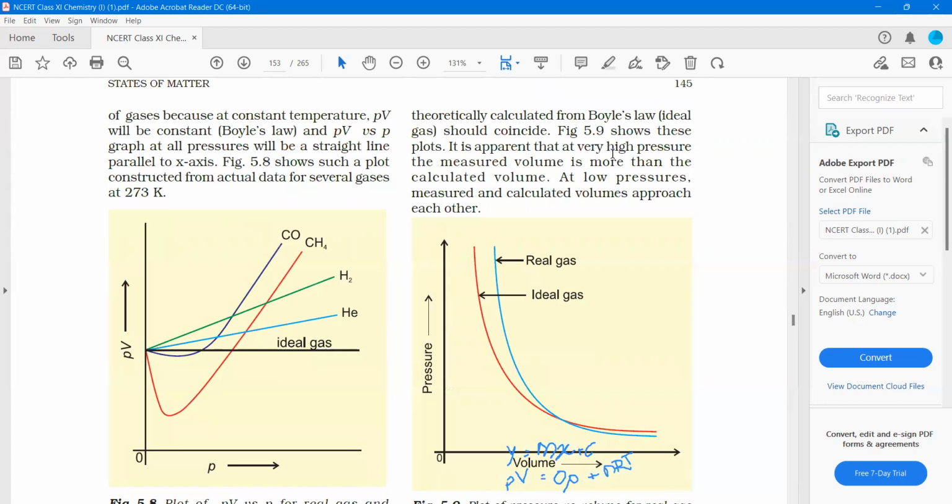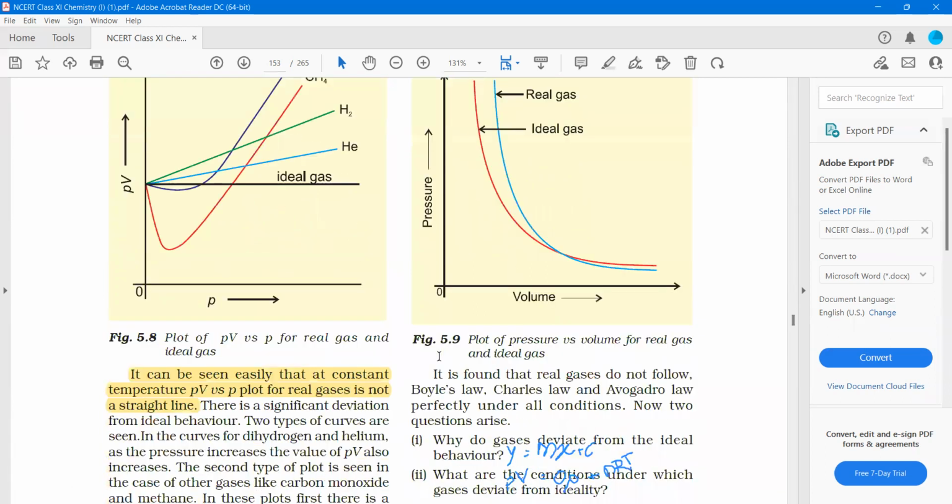It is apparent that at very high pressure, the measured volume is more than the calculated volume. So the measured volume of the real gas is generally more than that calculated from Boyle's law, that was for ideal gas behavior. But at lower pressure, the calculated volumes approach each other. It is almost the same. So at lower pressure, you can say that real gases start behaving like an ideal gas. Here also it can be seen at very low pressure, you see that your real gas behaves like an ideal gas.